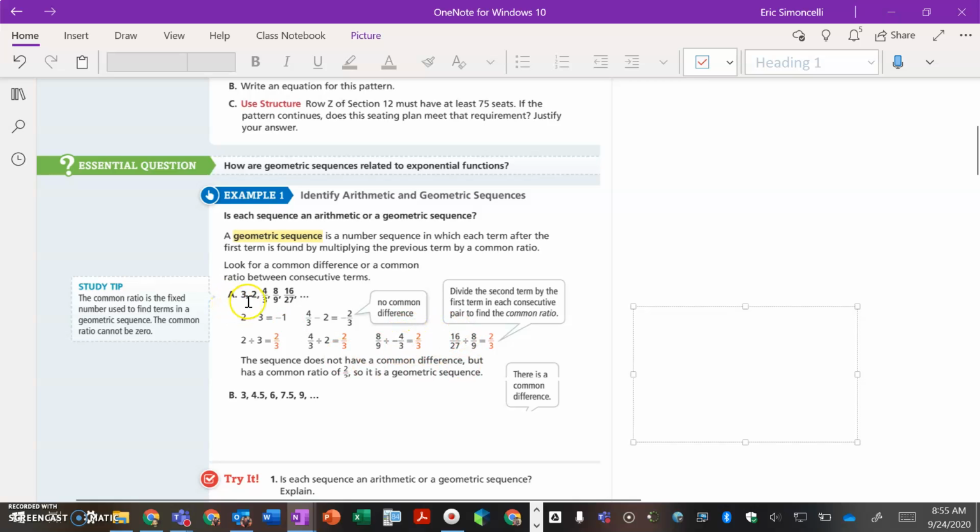So to go from 3 to 2, 2 to 4/3, and so on and so forth, from one term to the next, you're multiplying by 2/3. So the sequence does not have a common difference. Like I said earlier, it's not arithmetic, but it does have a common ratio of 2/3. So the answer, as I said earlier, is just that. It's geometric, and the common ratio is 2/3.